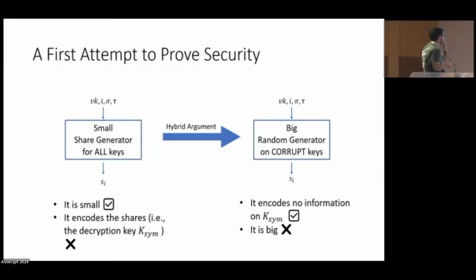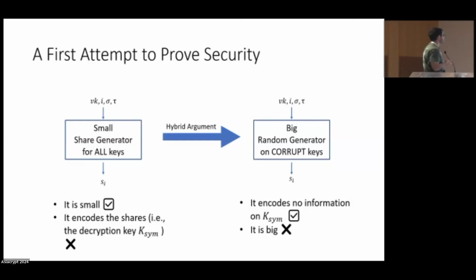So basically, just a recap, even if you lost what I said before: we start from a program that is small. It encodes the information on the shares, so it encodes the decryption key. And with a hybrid argument, we arrive somewhere where we have no information on the key, but the circuit that we have is too big. And this program in the real world will be as big as this final one. So we don't want that.